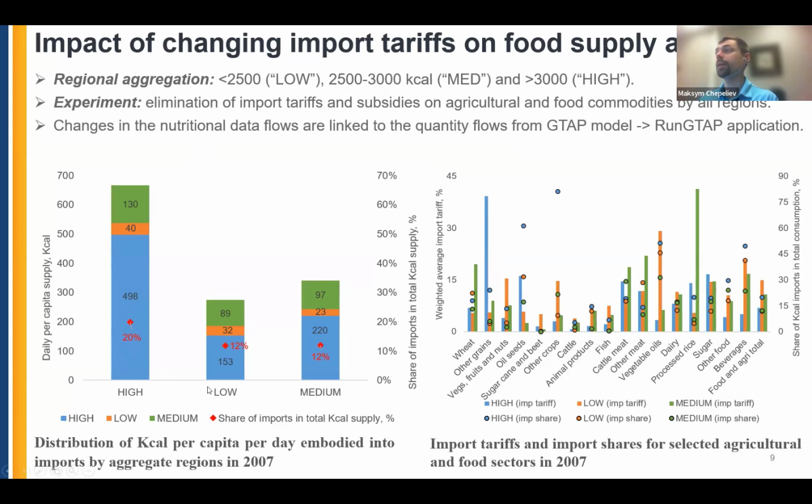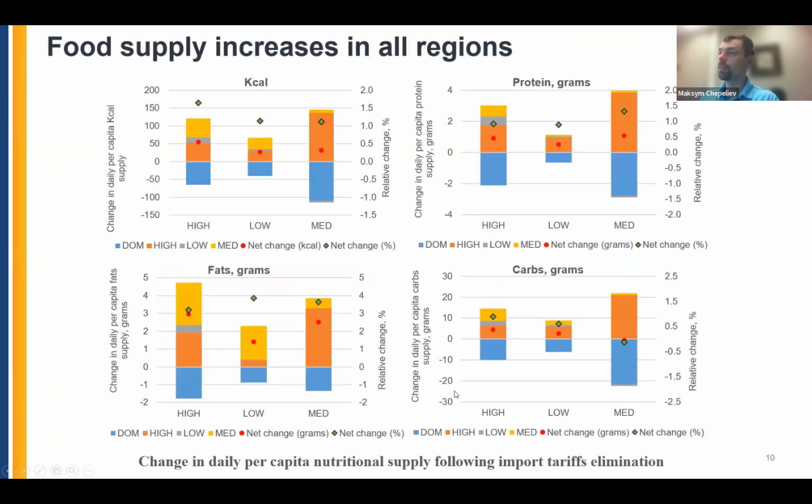So high with calorie consumption above 3,000 kilocalories per capita per day, medium between 2,500 and 3,000, and low below 2,500. And we are eliminating import tariffs on bilateral trade flows across these countries. So what we see is that, of course, food supply increases following this policy experiment.